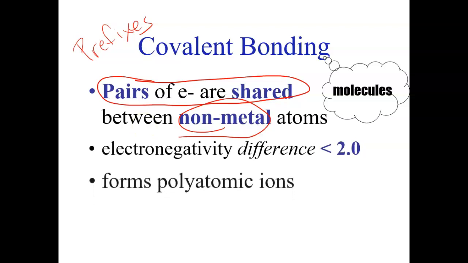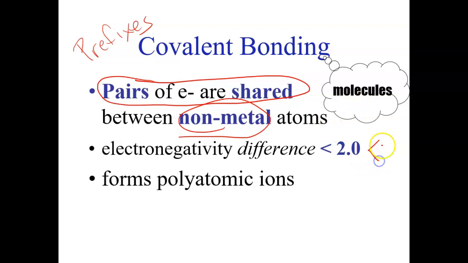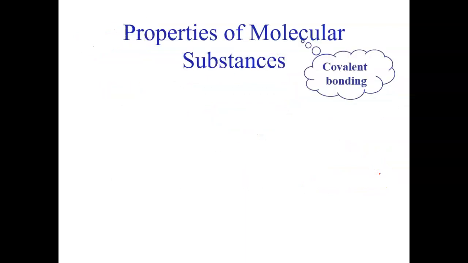Electronegativity difference is less than 2.0, or in our case, we're going to say less than 1.7. They form polyatomic ions sometimes.